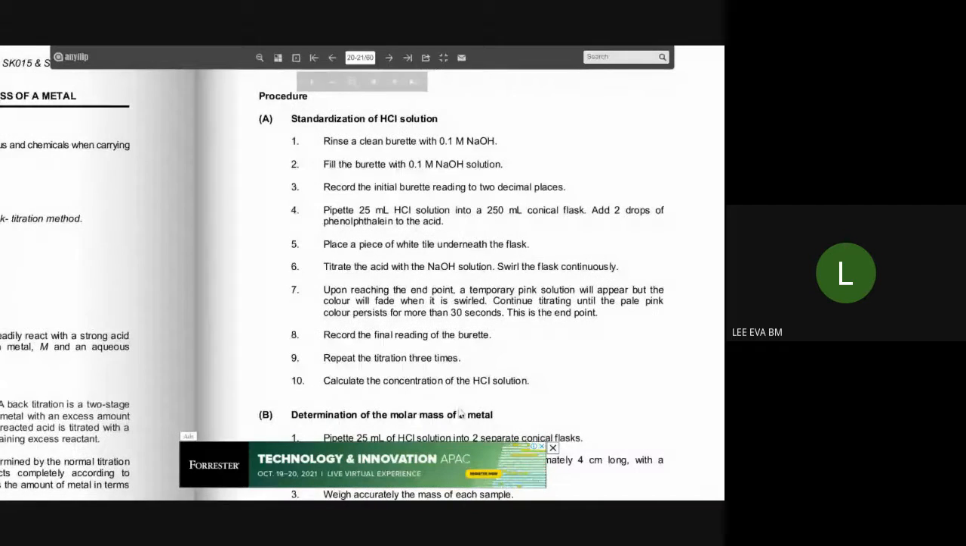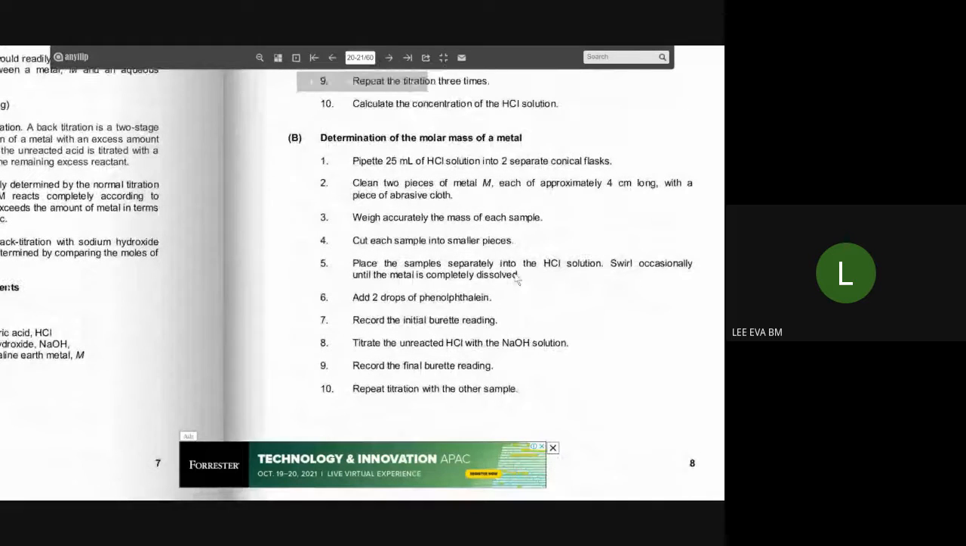Okay, so these are the procedures over here. You can go through on your own, and let's just look at the video of how the experiment is actually carried out. Don't be confused by the term back titration. It's actually just step by step, but we want to determine the reactant that we reacted at first.